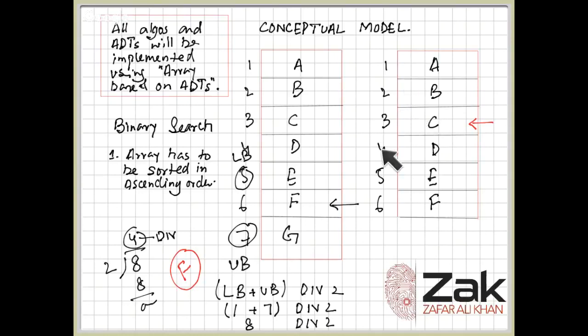Okay? Second time over here, your lower bound would be 4. 4 plus 6, 10. Div 2, 5. 5 will not be found. So you'll bring your lower bound from 4 to 6. 6 plus 6, 6 is lower bound as well as 6 is upper bound. 12. 12 div 2, 6 found.